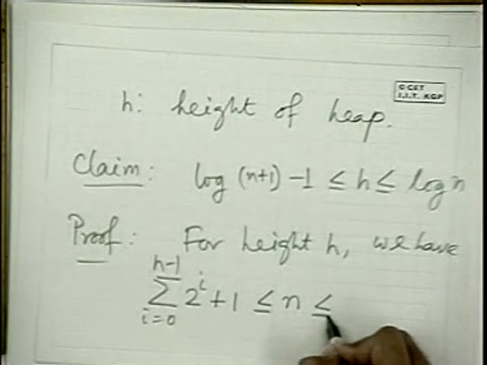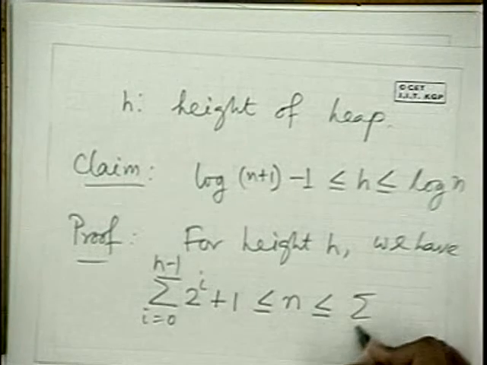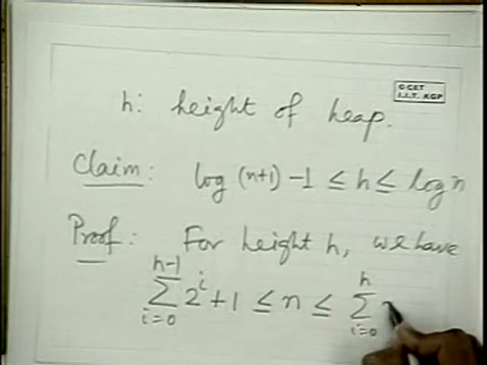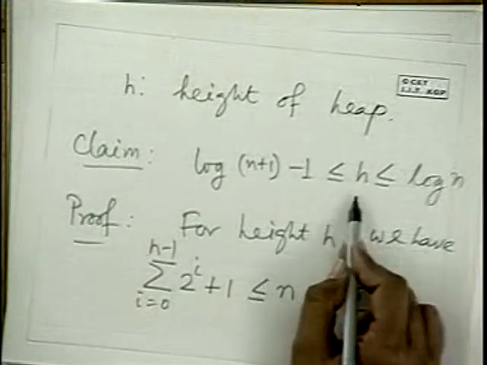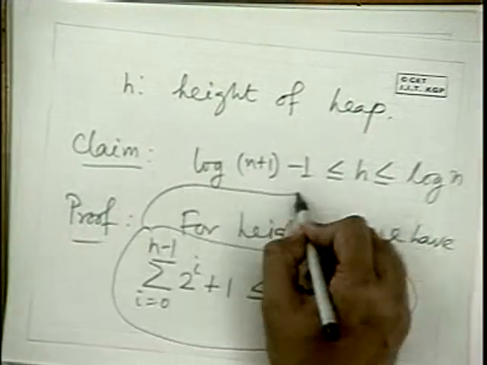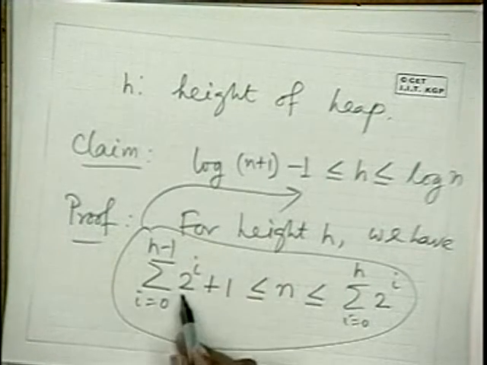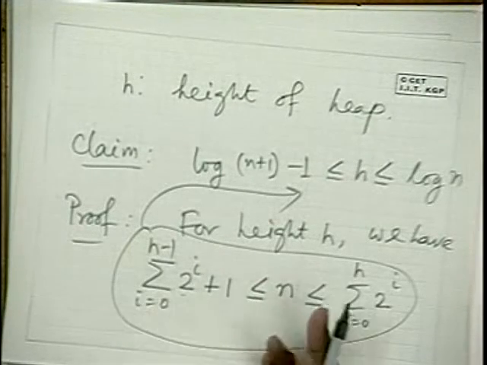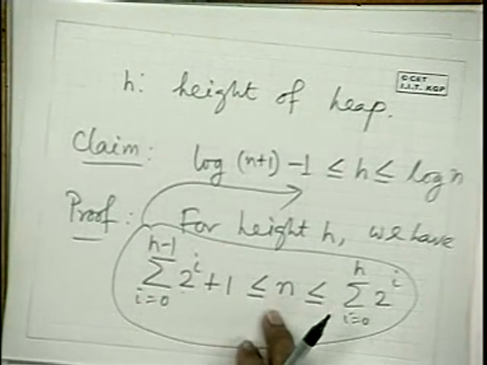And what is at most? You just count all the nodes in all the levels. You assume that all the levels are complete. So this is sigma i equal to 0 to h of 2 to the power i. Okay, now if you manipulate, this formula will give you this immediately. You know the geometric series, right? This will give you 2 to the power h plus 1 minus 1. Plus 1 will cancel, so this is 2 to the power h. So 2 to the power h is less than or equal to n, which will give you h is less than or equal to log of n, which is this side.